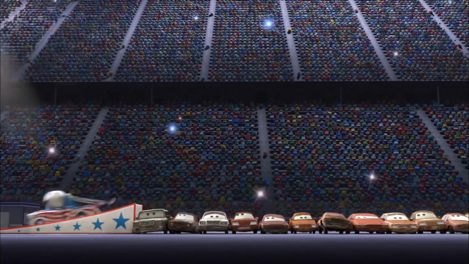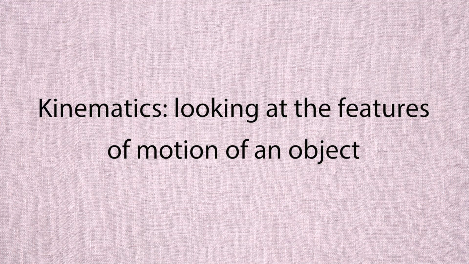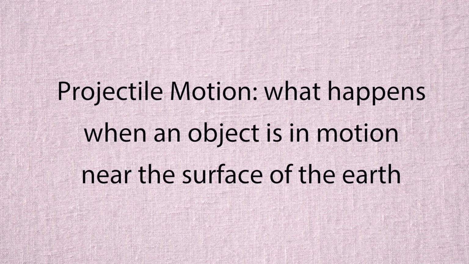Watch your hood. In order to analyze the clip, we first need to talk about kinematics and projectile motion. Kinematics is, in the most basic sense, looking at the features of motion of an object. Projectile motion is more specifically what happens when an object is in motion near the surface of the Earth, under the constant force of gravity.